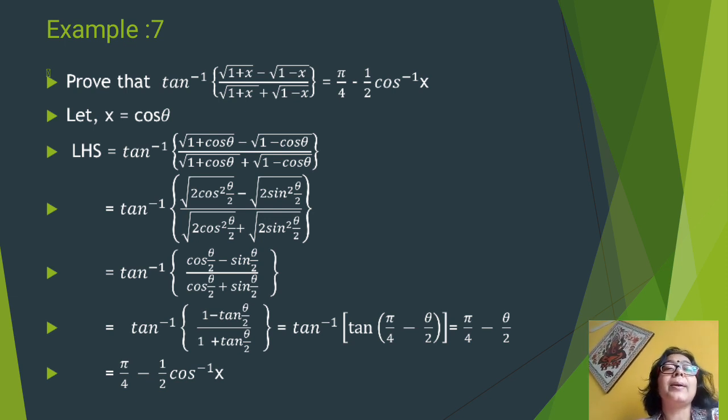So tan inverse tan of (pi by 4 minus theta by 2) is equal to, tan inverse and tan will be cancelled, pi by 4 minus theta by 2. So pi by 4, and in place of theta by 2 I have written half into theta. We have changed from x equal to cos theta, so theta is cos inverse x. So in place of theta we have to put this cos inverse x.